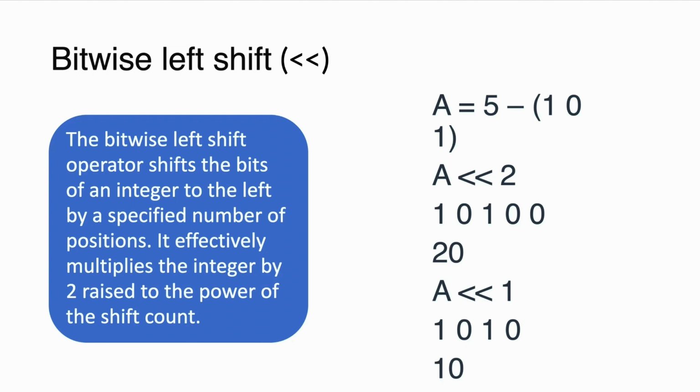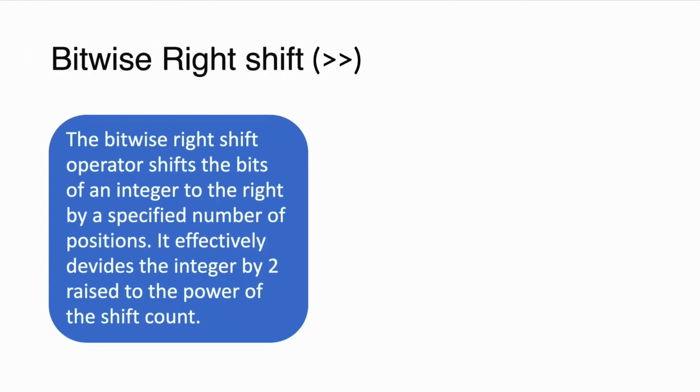Now let us move on to the next bitwise operator, which is the bitwise right shift operator. So first let us have a look at the definition of the bitwise right shift operator. The bitwise right shift operator shifts the bits of an integer to the right by a specified number of positions. So basically it is just the opposite of the bitwise left shift operator, and it effectively divides the integer by 2 raised to the power of the shift count. So now let us have a look at the example quickly to understand the bitwise right shift operator.